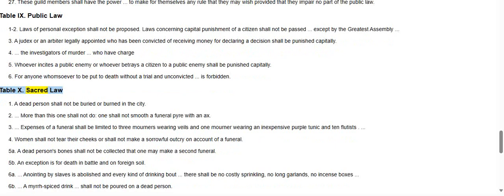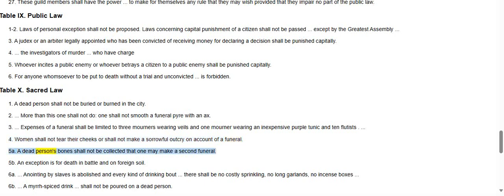Table X, Sacred Law. 1. A dead person shall not be buried or burned in the city. 2. More than this one shall not do, one shall not smooth a funeral pyre with an axe. 3. Expenses of a funeral shall be limited to 3 mourners wearing veils and 1 mourner wearing an inexpensive purple tunic and 10 flutists. 4. Women shall not tear their cheeks or make a sorrowful outcry on account of a funeral.